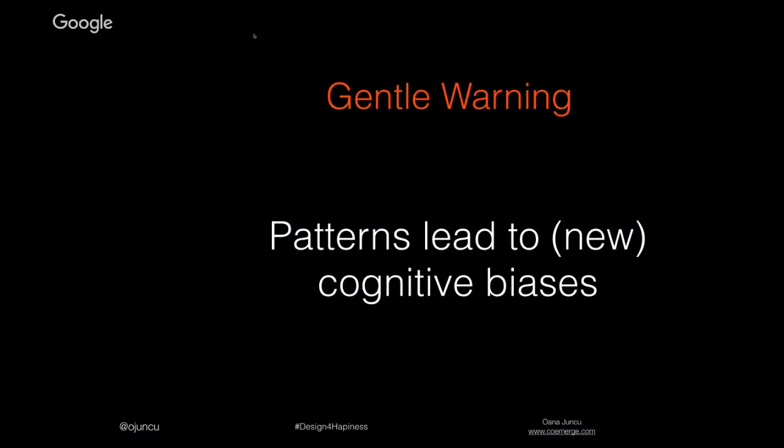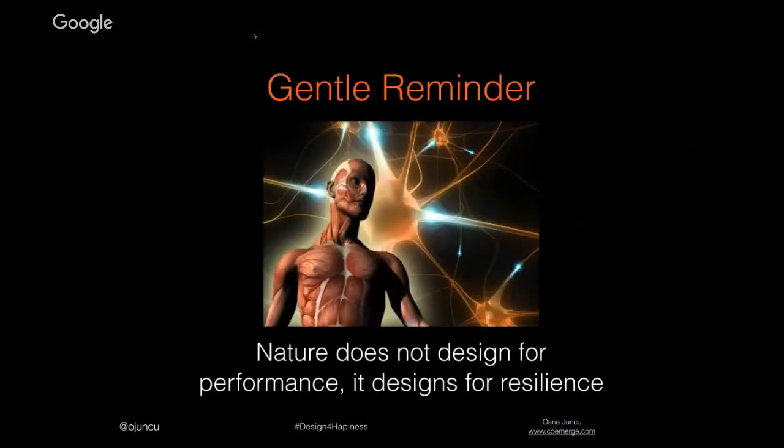And a second gentle reminder: usually in organizations, we strive to create performant teams. But if you use the model of nature and its fractal system, nature doesn't design life for performance. It truly designs it for resilience. So what creates resilience? Redundancy, for example.